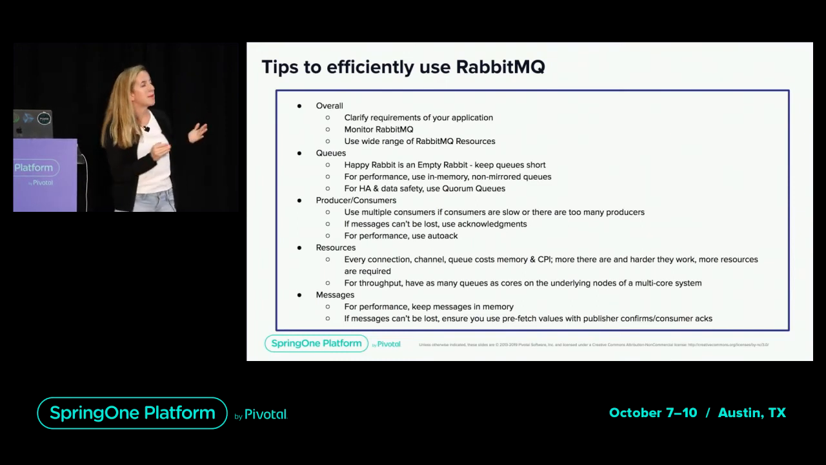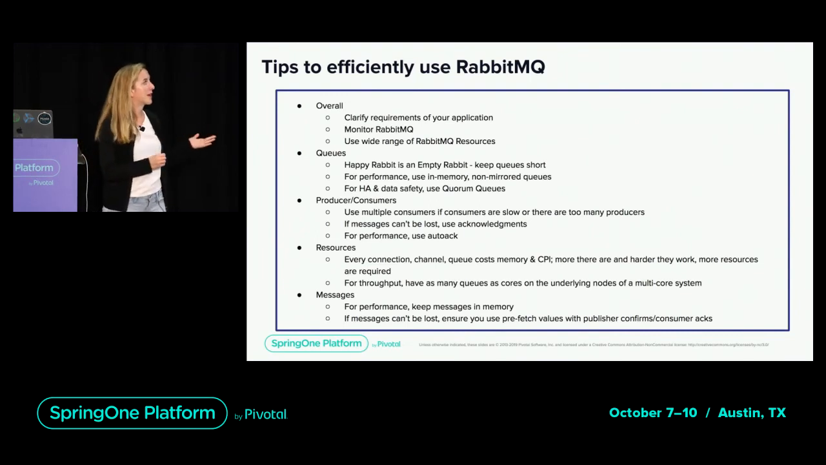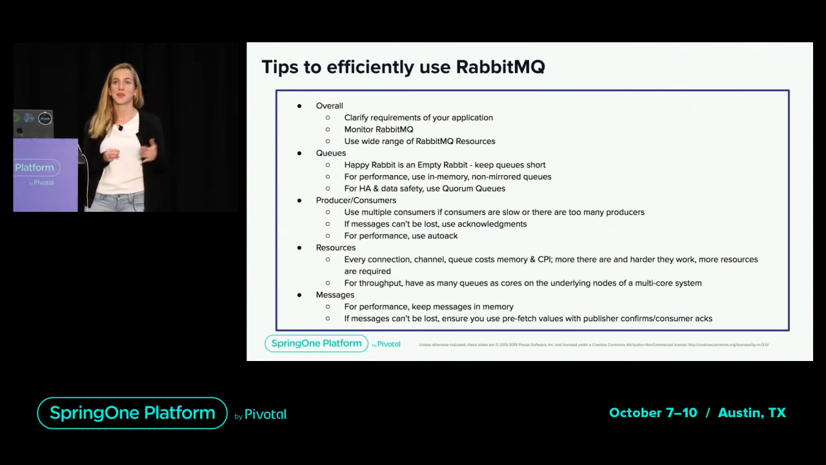For queues, a happy Rabbit is an empty Rabbit. We showed the queue structure in the architecture. Keep your queues short, which makes things a little easier. For performance, we recommend you use in-memory, non-mirrored queues. For HA and data safety, the quorum queues that we mentioned in 3.8 are a great feature.